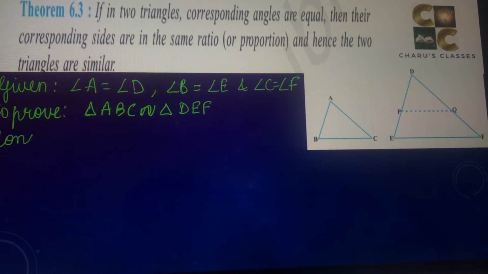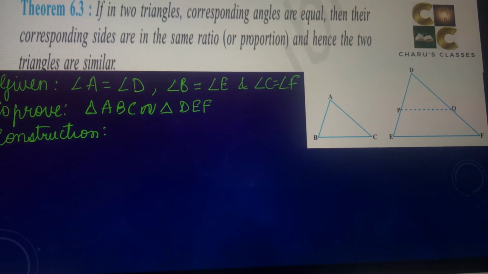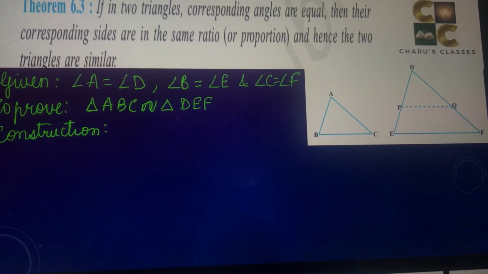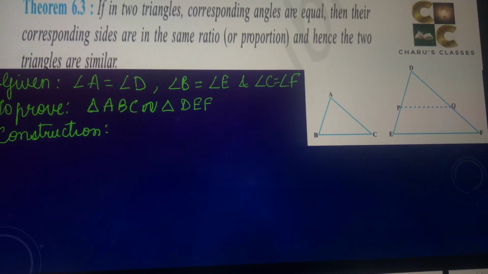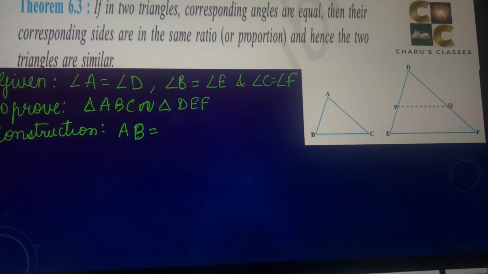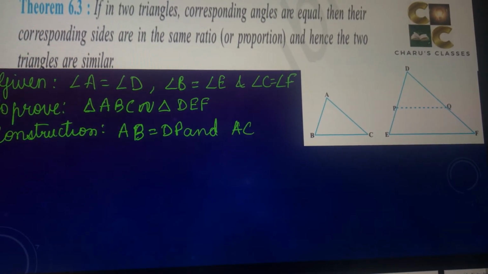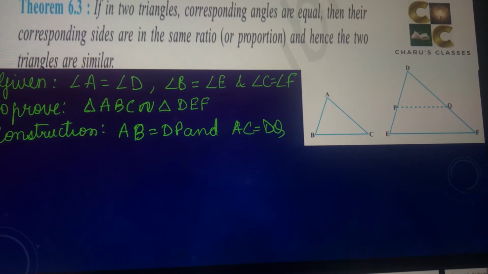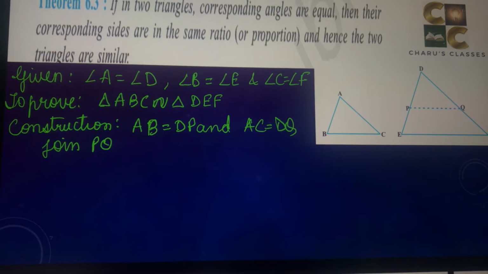So here we are going to do a construction. We are taking a point P on DE such that AB is equal to DP, and a point Q on DF such that AC is equal to DQ. And then join PQ.